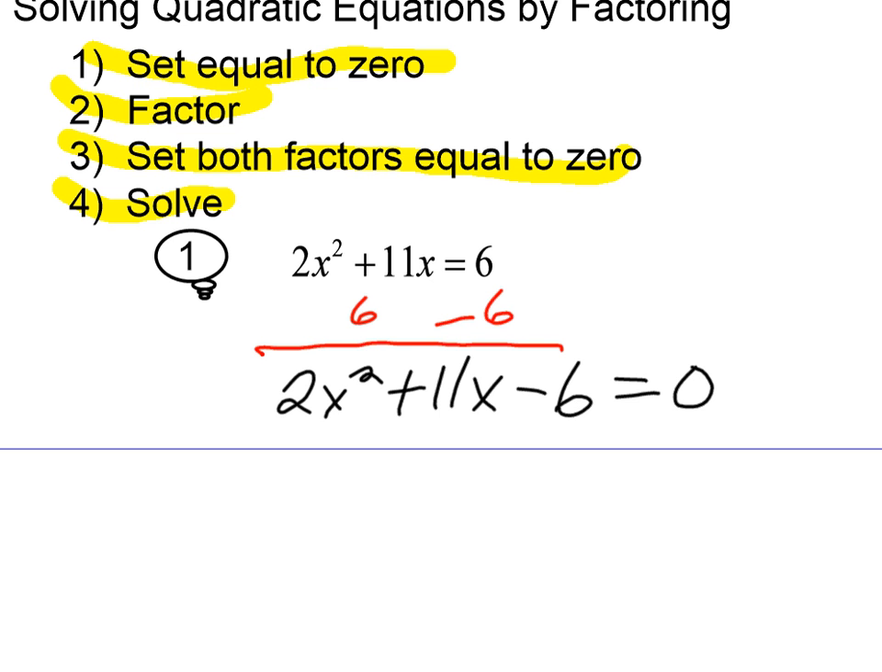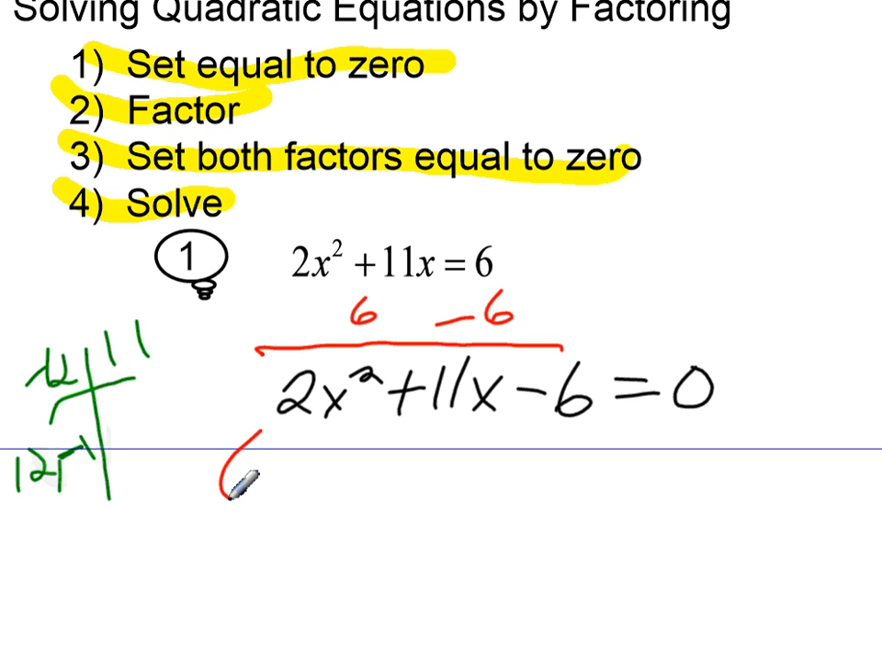This is hard AC. Always GCF first. This has no GCF. It has 3 terms and the leading coefficient is not 1, so this is a hard AC problem. I want to find factors of negative 12 whose sum is 11. Positive 12 and negative 1 are my magic numbers.